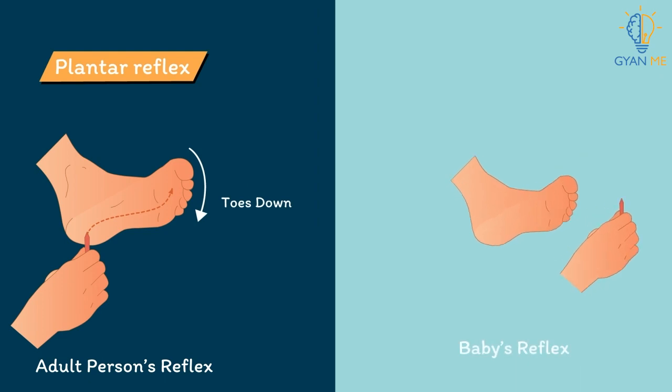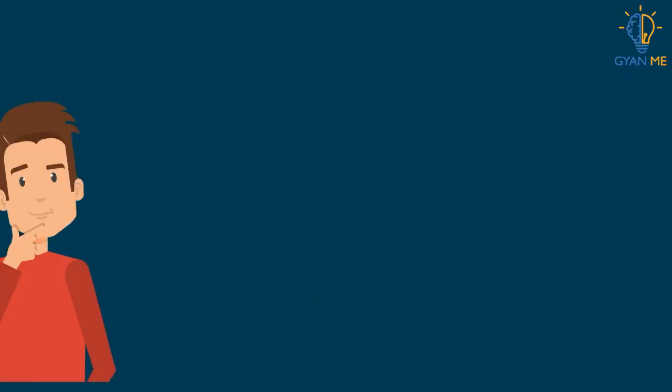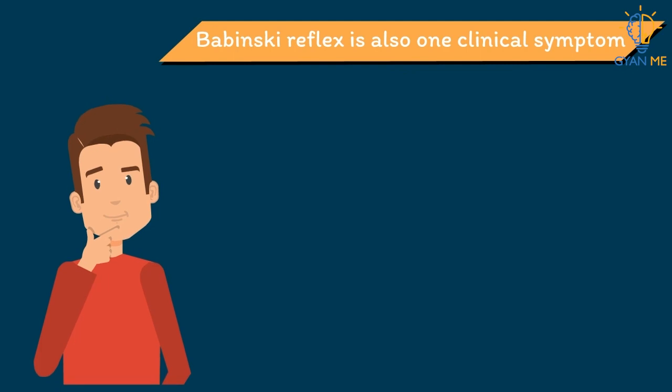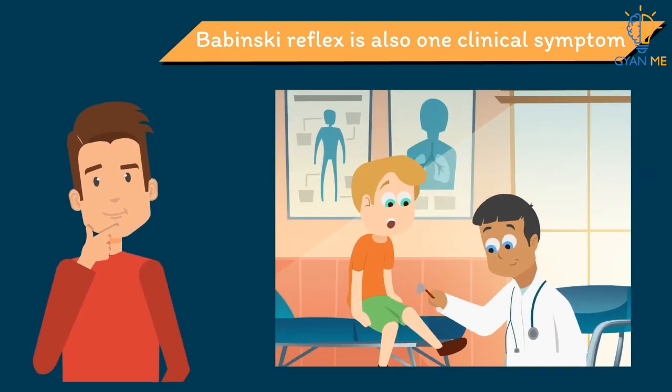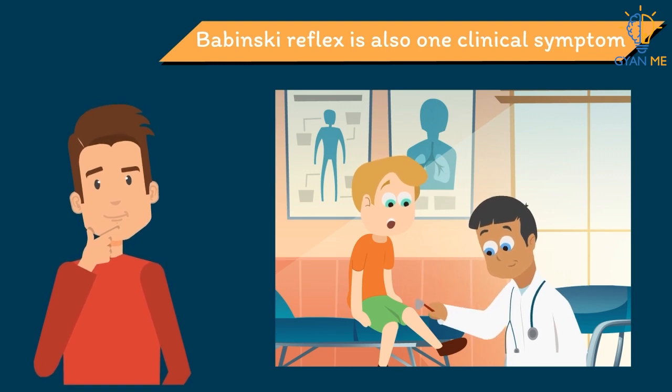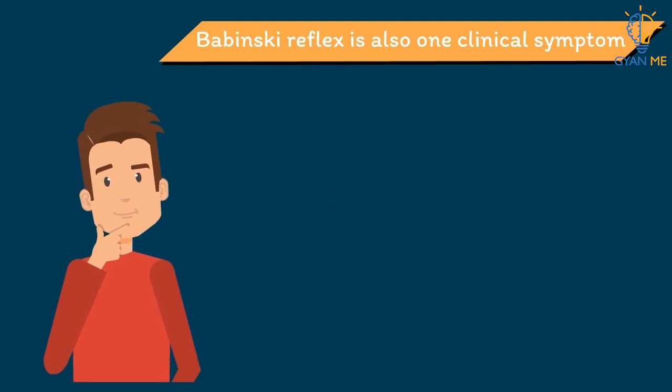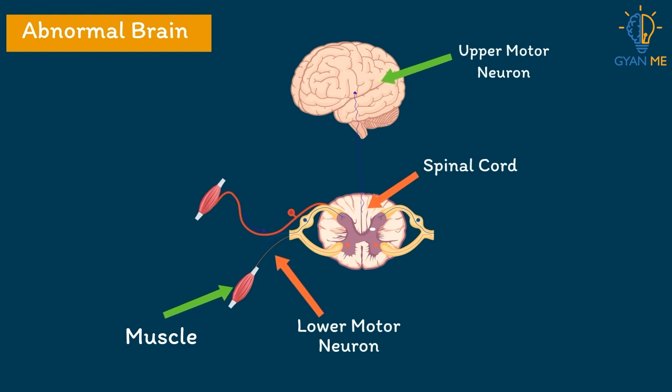For the same stimulus, babies respond differently. Their toes curve up and fan outwards, called the Babinski reflex. You know students, this Babinski reflex is also a clinical symptom if it is observed in adults, because the Babinski reflex goes away after 1 year. If a Babinski reflex is present, it shows that the upper motor neuron pathway has been injured.